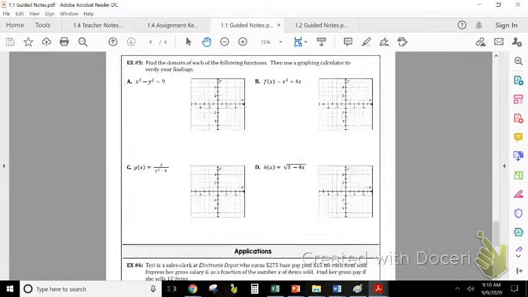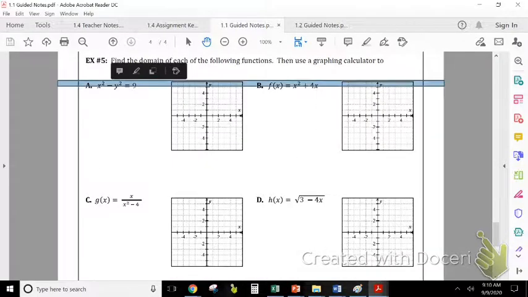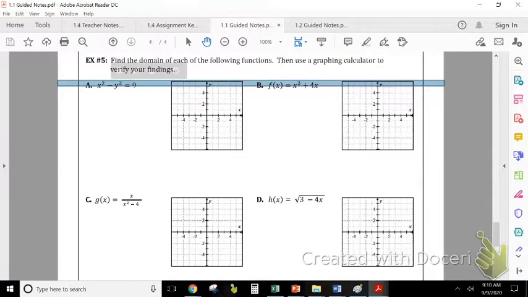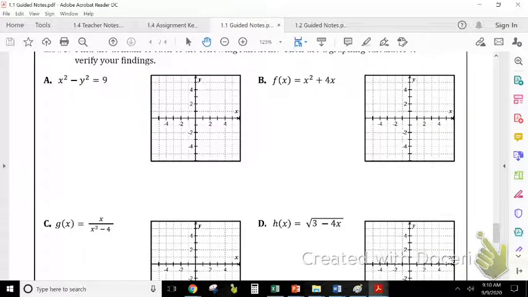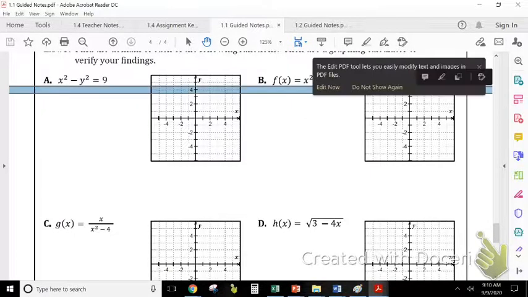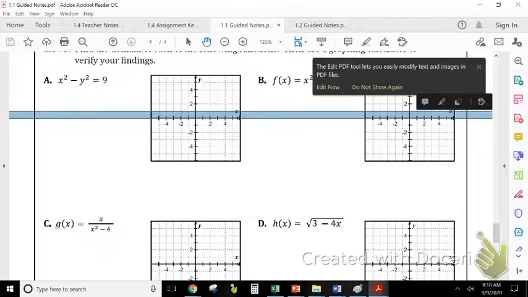Uh-oh, sorry about that. I don't know what is going on here. Nope. I've hit something.